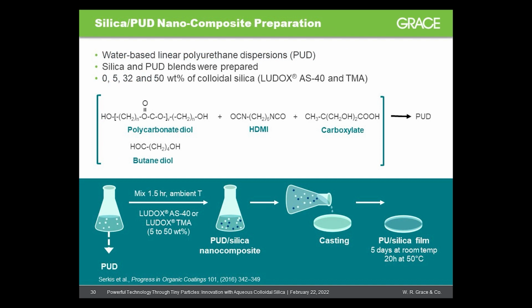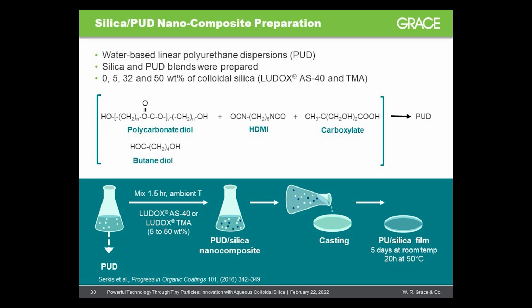Polyurethane aqueous dispersions are prepared using hexamethylene diisocyanate with polycarbonate diol and butane diol segments, and with an ionic carboxylate also incorporated into the polymer backbone for dispersion in water. These were then blended in simple aqueous mixtures with varying amounts of Ludox colloidal silica of two different types. Ludox AS40 is an untreated silica sol provided at high pH with ammonium solution cations, while Ludox TMA is an aluminate modified silica sol provided at low pH with protons as the solution cations.